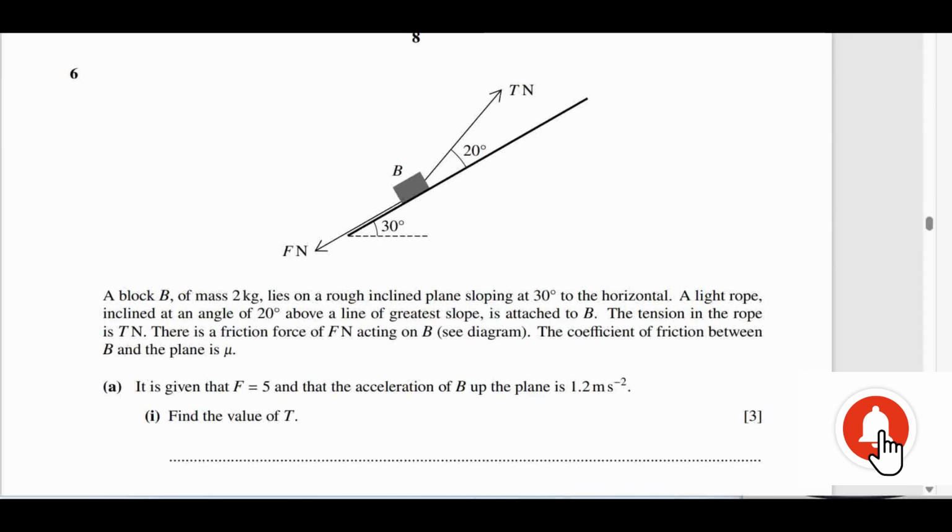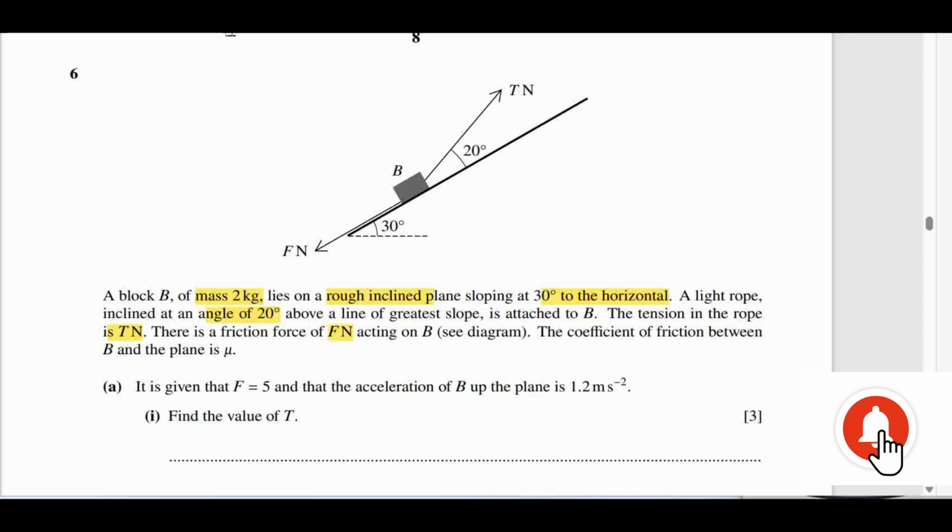A block B of mass 200 kg lies on a rough inclined plane sloping at 30 degrees to the horizontal. Now, the important point is rough inclined plane sloping at 30 degrees to the horizontal. A light rope inclined at an angle of 20 degrees above a line of greatest slope is attached to B. The tension in the rope is T newtons. There is a friction force of F newtons acting on B. The coefficient of friction between B and the plane is mu.